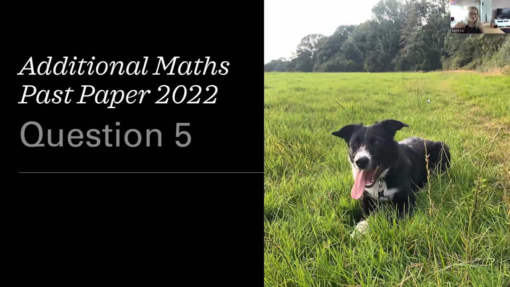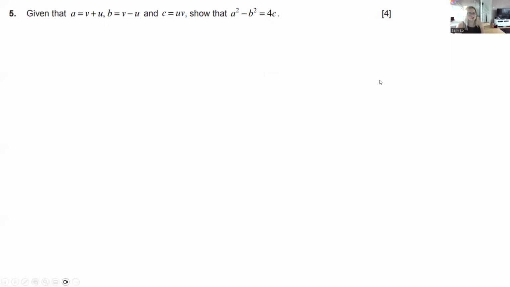Question 5 of the additional maths paper 2022. Okay, so we got this question which involves us showing that something works. It tells us a squared minus b squared equals 4c, and it gives us the values for a, b, and c. So the first thing I'm going to do is just use what it's asking me to do.